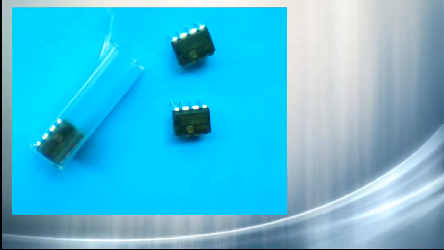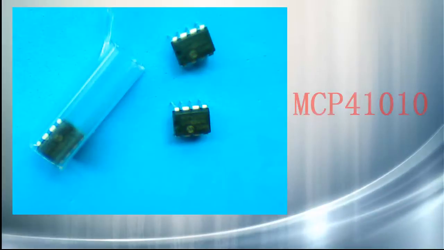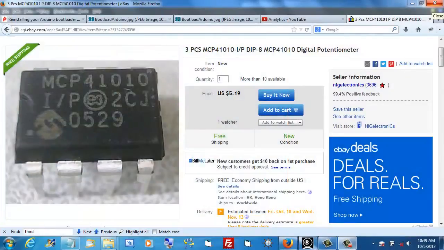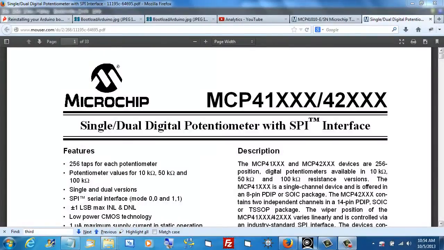What we have here are three MCP41010 digital potentiometers. So I bought three of these on eBay for just a little over $15. That included shipping. It only took about 8 or 10 days for it to get here. This IC is made by Microchip.